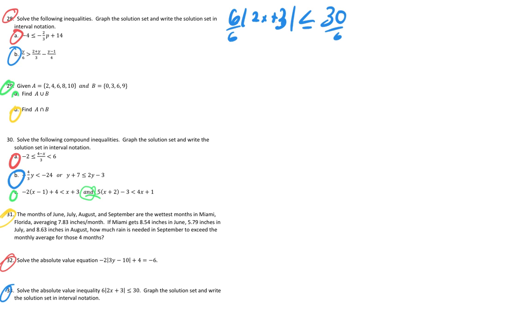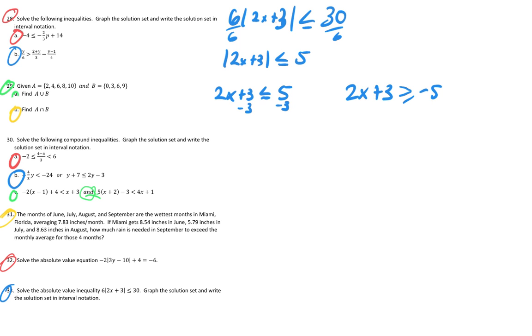So we're going to divide both sides by 6. So we get the absolute value of 2x plus 3 is less than or equal to 5. Now we get to split this up. We'll get 2x plus 3 is less than or equal to the positive case, and then 2x plus 3 is greater than or equal to the negative case. We'll need to flip the sign whenever we have the negative one. And then we'll solve like we normally do with the inequalities.